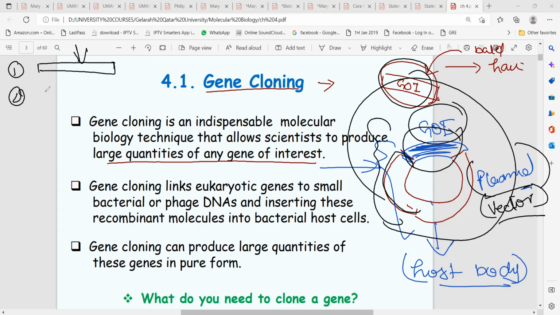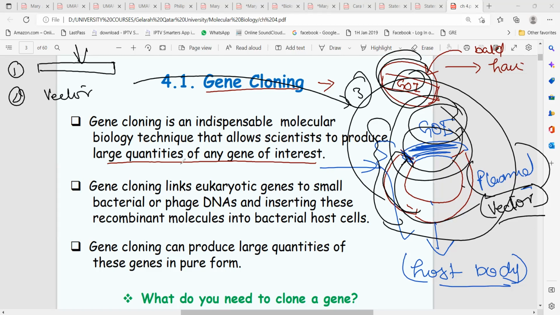So second is you choose a suitable vector. Third is incorporation of the gene of interest into the vector. Clear? The GOI, gene of interest, is incorporated into the vector. I'm explaining this because the whole chapter is on gene cloning, so we should know the basics here. We will revolve around these steps and go into further detail. So we get the gene of interest into the vector.